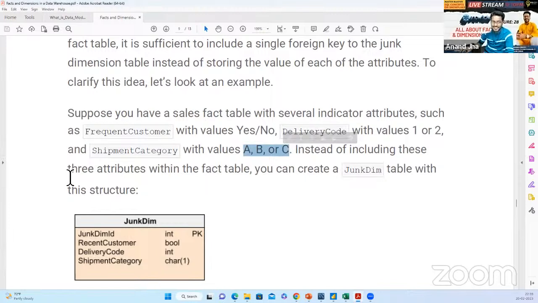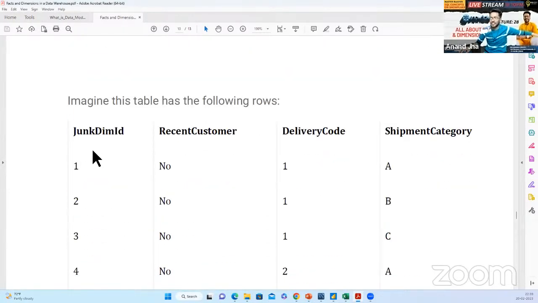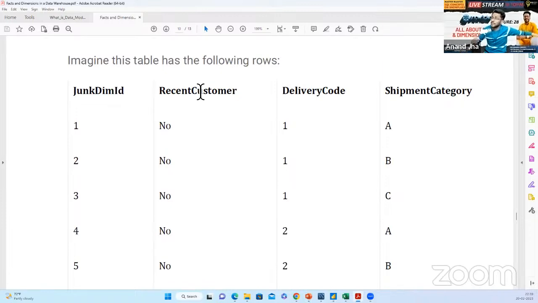Instead of including these three attributes within the fact table, we can create a junk dimension table with this structure. We need a junk dimension ID as the primary key. Recent customer is Boolean, yes or no. We can have the delivery code as an integer, and the shipment category as a character. It has these rows: junk dimension ID 1, 2, 3, 4 we are creating. Recent customer no, delivery code 1, shipment category 1. Now, this recent customer is based on the last transaction date.